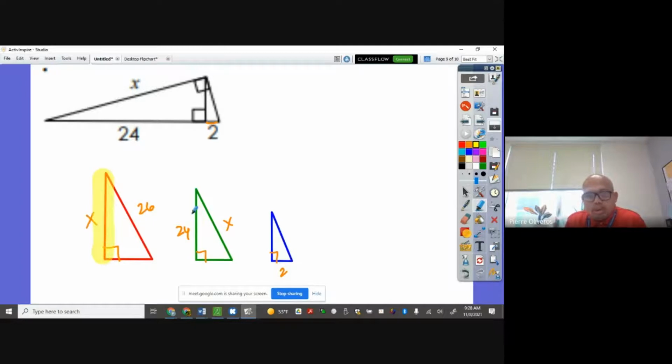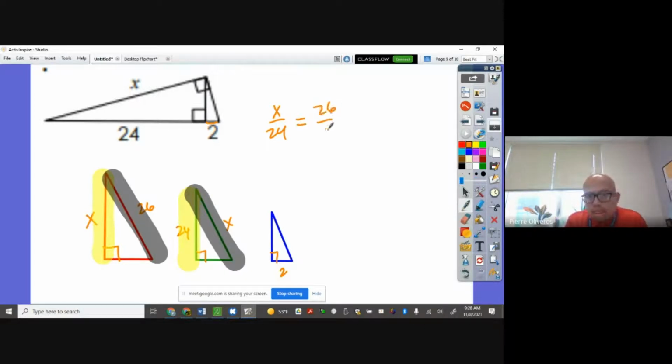So this back x here, the longer leg, matches to 24, so I know it's x over 24. It will be equal to what? 26 matches with this x, so it's going to be 26 over x. We can cross multiply them, so that gives us x squared. And then 24 times 26 will give us 624.